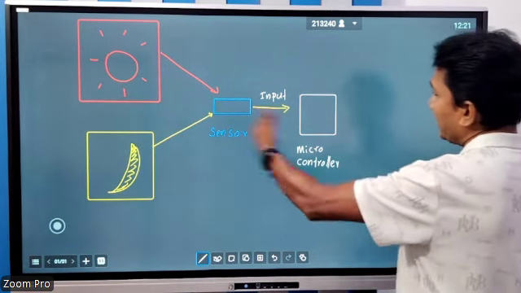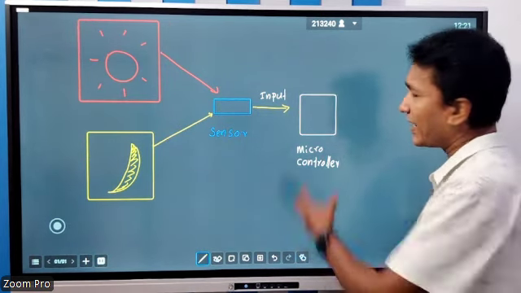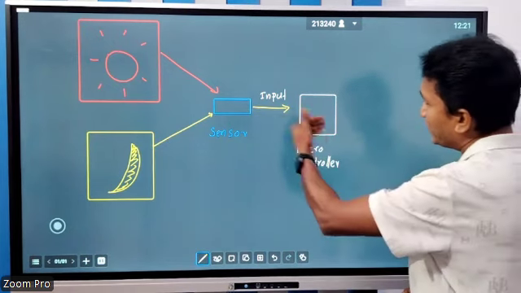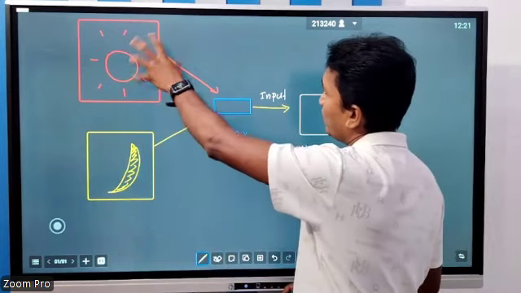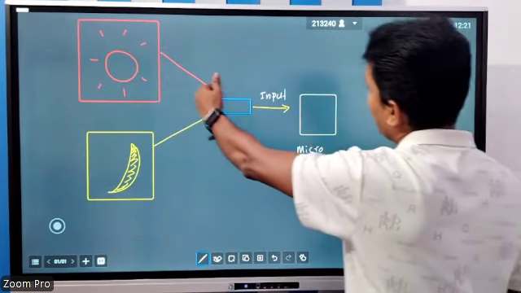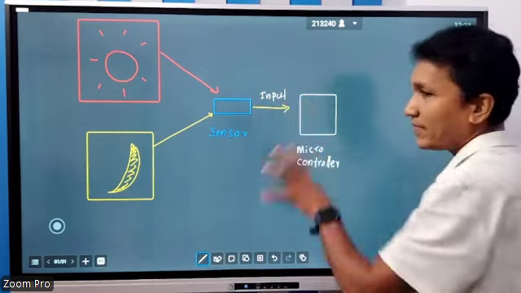According to that, it will give the signal as an input. This will give the signal. So let's say when it is light or daytime, it will give the signal as one, for example.